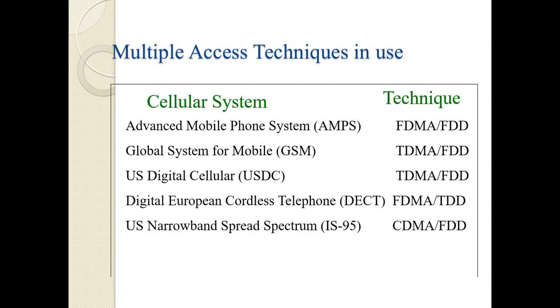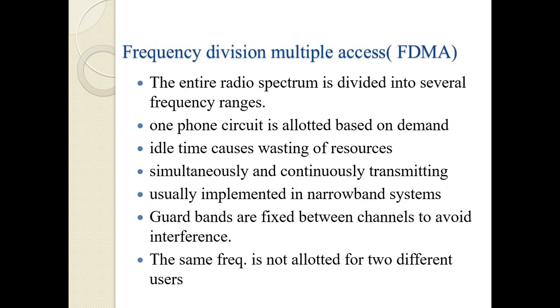The multiple access techniques in use depend on the cellular system type and the technique of application. Here we have the Advanced Mobile Phone System, Global System for Mobile, US Digital Cellular, Digital European Cordless Telephone system, and US narrowband spread spectrum with interim standard 95. The techniques deployed are FDMA/FDD, TDMA/FDD, and CDMA/FDD. These were some of the multiple access schemes in wireless communication.